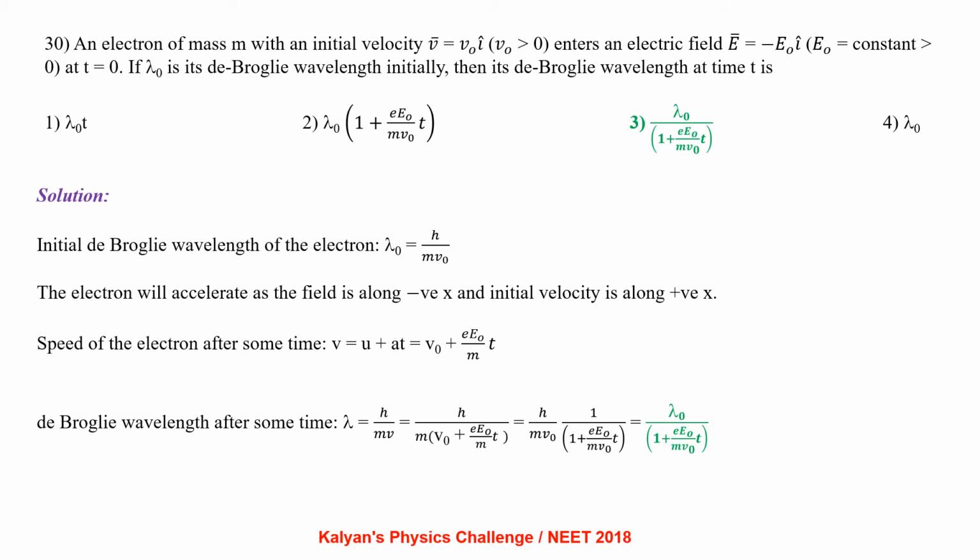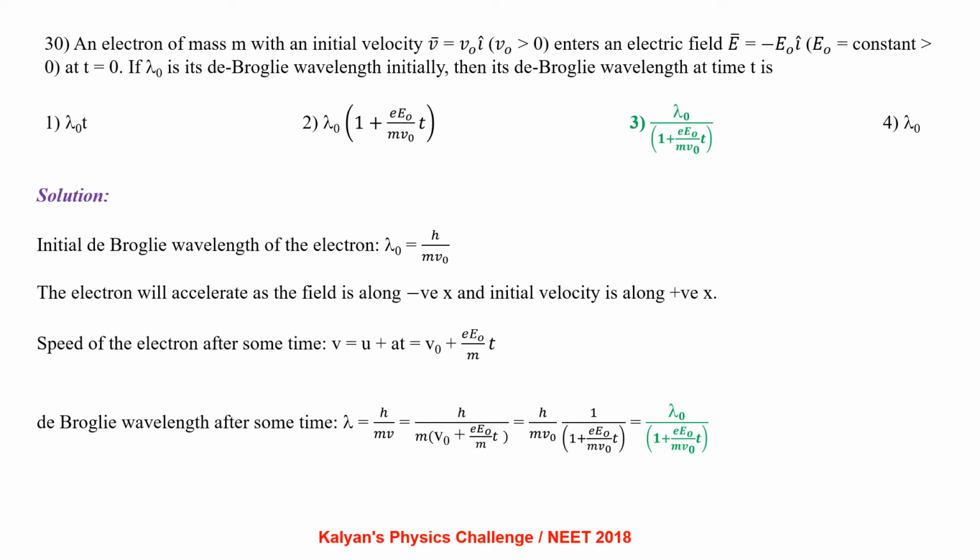The electron will accelerate as the field is along negative x-axis and initial velocity is along positive x-axis. The speed of the electron after some time is given by the formula v equal to u plus at. So that is v naught plus eE by m, that is acceleration, in this case it is e times E naught by m into t. The de Broglie wavelength after some time, lambda equal to h by mv.